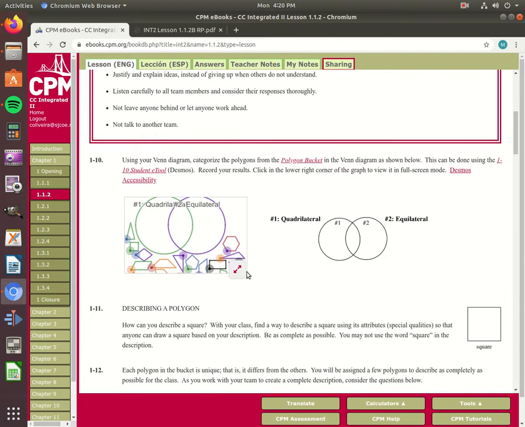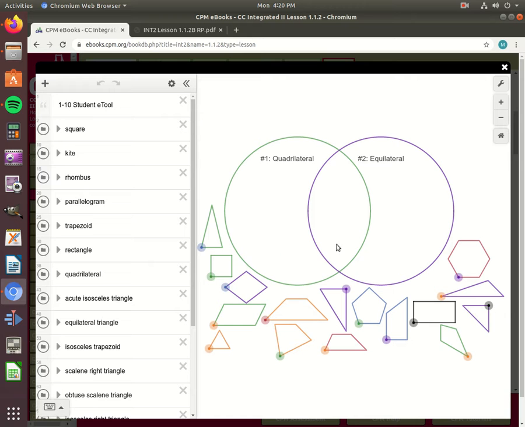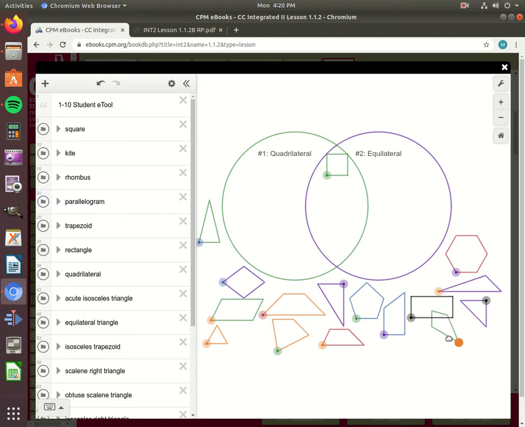So we get another Venn diagram, and now we have to break them up into quadrilateral, which hopefully we know means four sides, and equilateral means all the sides are the same. So a square, well, it's definitely four sides and they're all the same, so I'll put that in the middle. A kite is definitely four sides, but they're not all the same, so I will just put that on the quadrilateral side. A rhombus, four sides, all the same length.